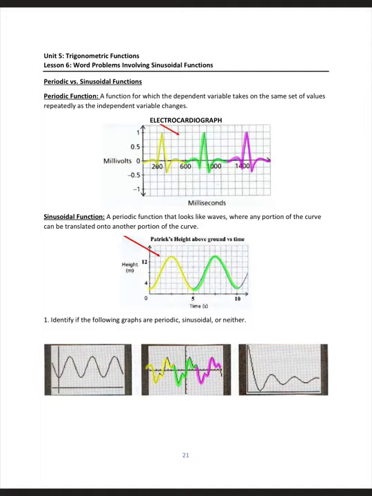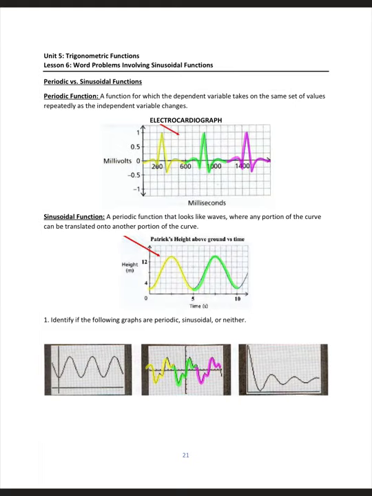Good morning, everyone. Today we're doing Unit 5, Lesson 6, Word Problems Involving Sinusoidal Functions. There are two types of functions we're going to talk about today, primarily the sinusoidal function, but I want to first talk about the periodic function. A periodic function is a function for which the dependent variable takes on the same set of values repeatedly as the independent variable changes.